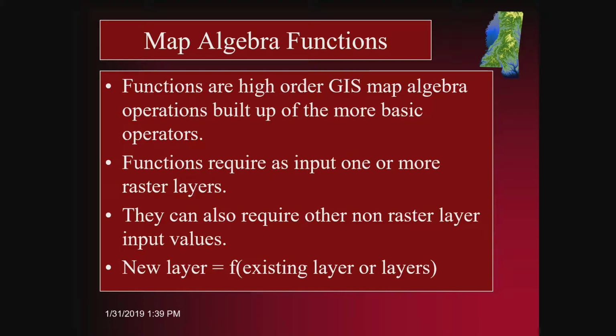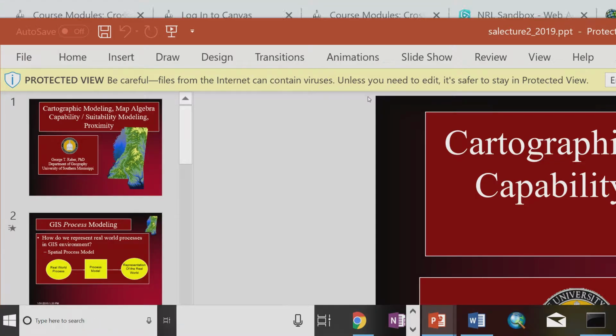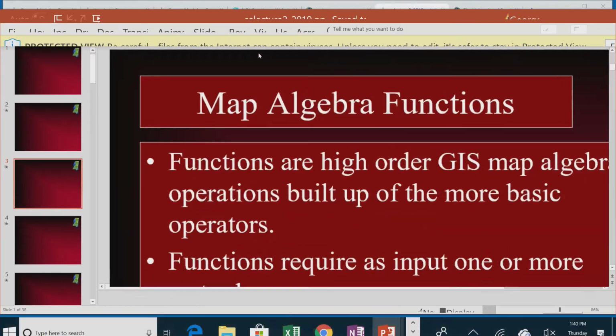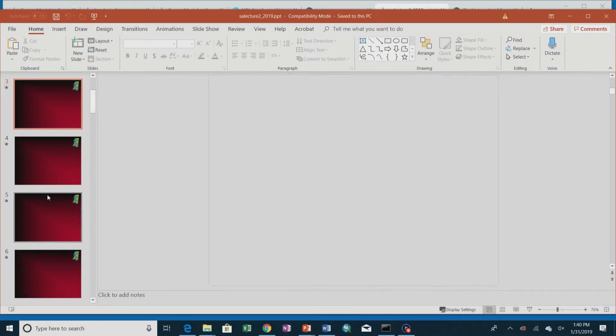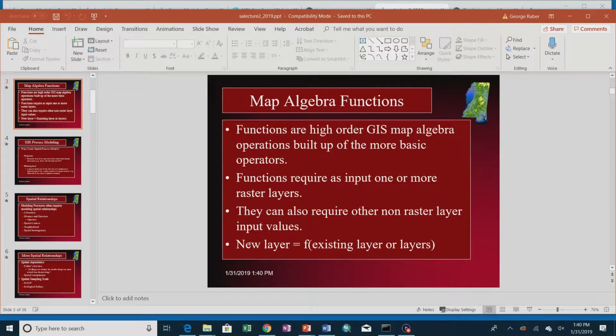I'm going to hit escape here, and I think you all can still see it like this just fine. This way I can point with the pointer on here. So the output of one function, map algebra function, could be the input of the next one.